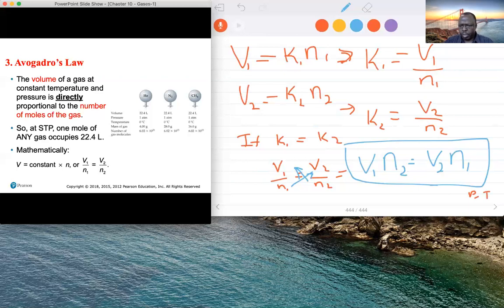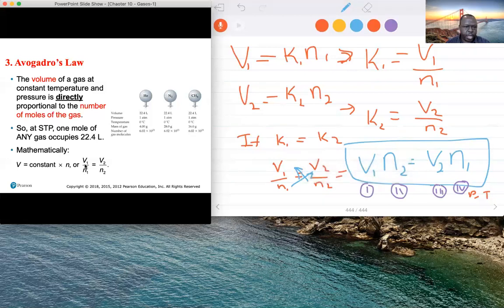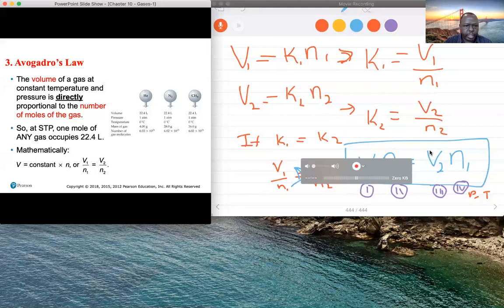That is Avogadro's law. So just like before, we can have four equations. So if I have four for Boyle's law, four for Charles' law, and four equations for Avogadro's law, that gives us a total of 12 equations, which you don't need to derive. If I know the main equation, I prefer this over this right here because I can see which one I'm looking for. If I'm looking for V1 or V2, I swing around the other constants to get the right equation.